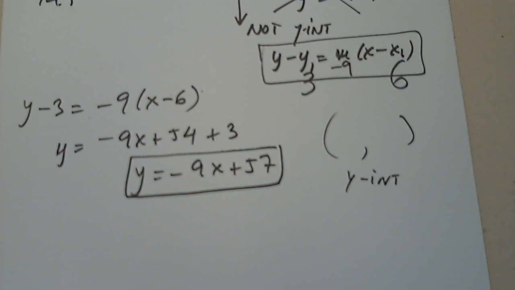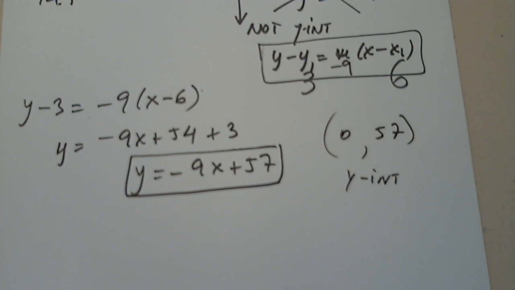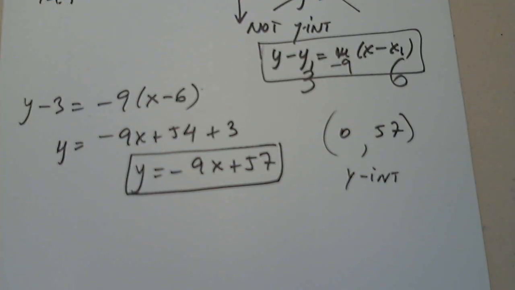$0.57. 0.57 indeed. That's the y-intercept. Very good. Any questions on this problem? So this is the same. Number 2 is the same.